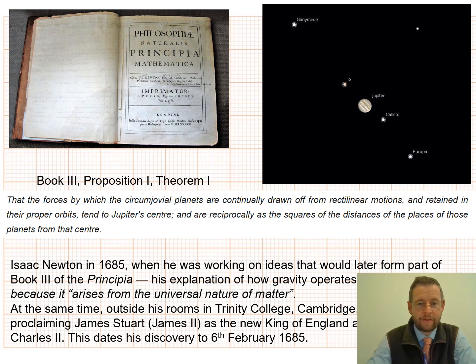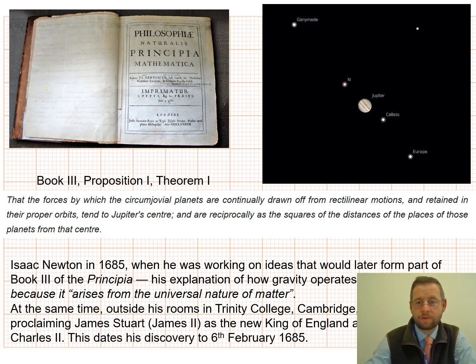He says that the forces by which the circumjovial planets, that's the moons of Jupiter, are continually drawn off their rectilinear motions, that's drawn away from their straight lines, and retained in their proper orbits, tend to Jupiter's centre, and are reciprocally as the squares of the distance of the places of those planets from that centre. So there we have it, by the square of the distances. So this was the inverse square law.